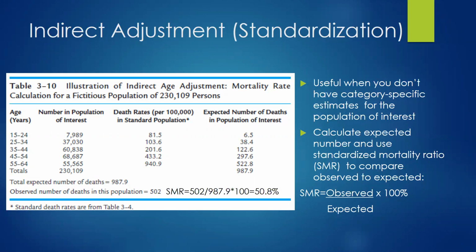And we do know that overall, across all these age groups, there were 502 deaths in this population. So then we calculate what's called the standardized mortality ratio, where we divide the observed by the expected number, and we get 50.8% in this case. So this is essentially saying that there were about half as many deaths as we would have expected in this population during this time period. So it's a lower mortality rate than we would have expected.